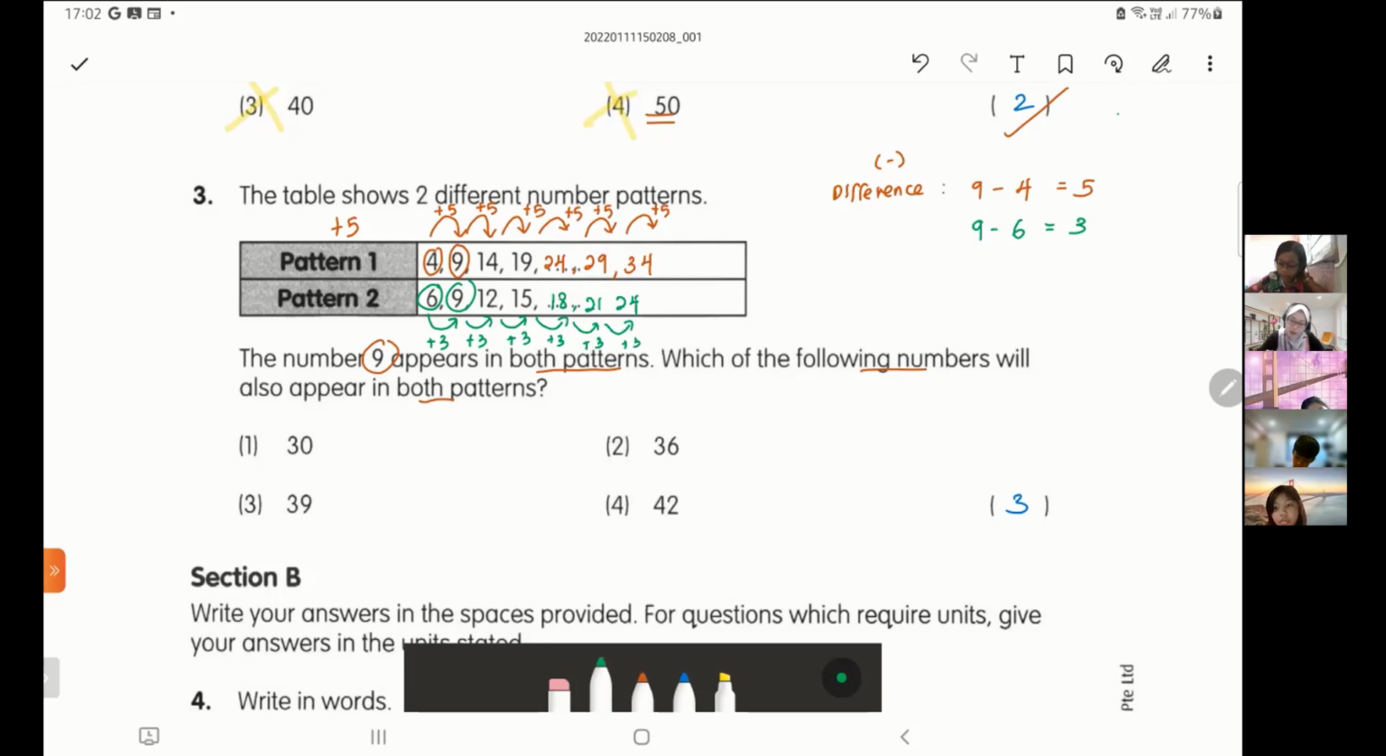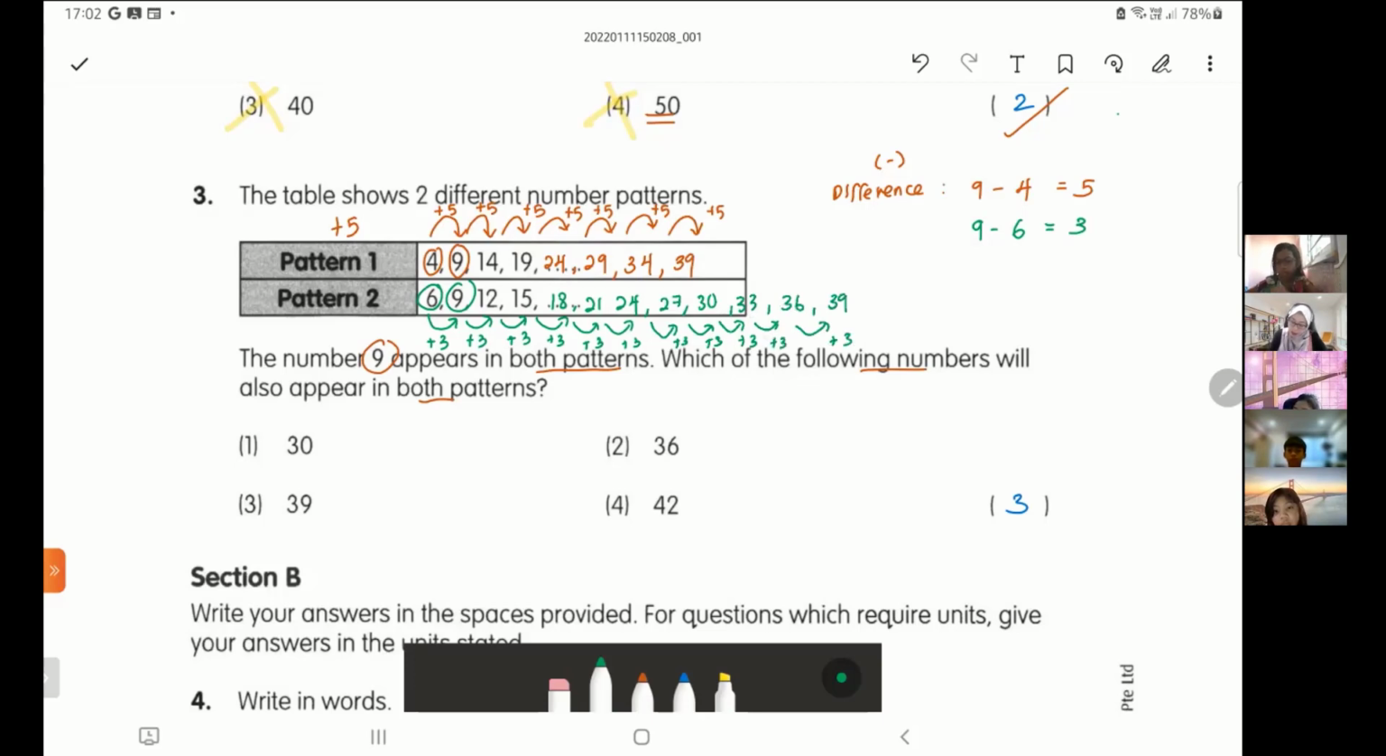Right, now they ask which of the following numbers appear in both patterns. So you can see I need to move further because the numbers given in the options are bigger, right? So let's make the number bigger first on top. Continue, another plus 5, I get 39. Now move on to this one, okay? Plus another 3, I get 27. Another 3, I get 30. Another 3, I get 33. Plus another 3, 36. Plus another 3, 39. Okay, all this is plus 3.